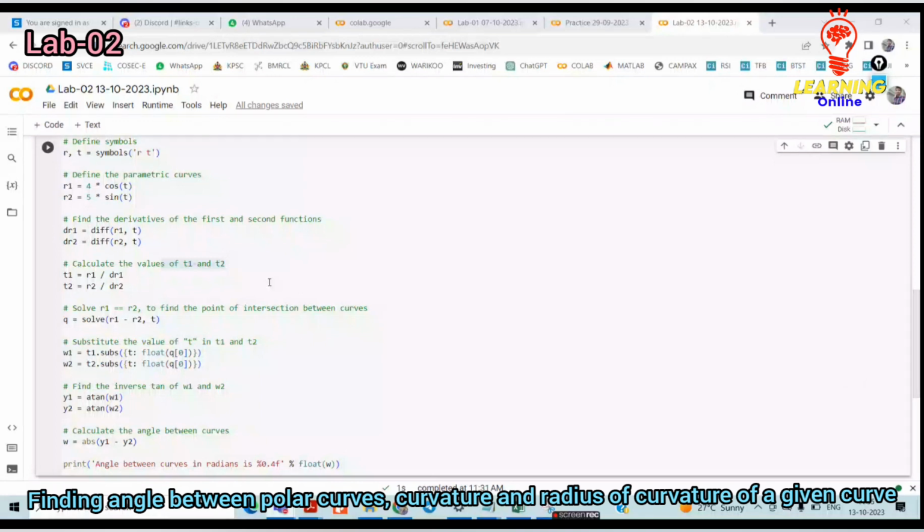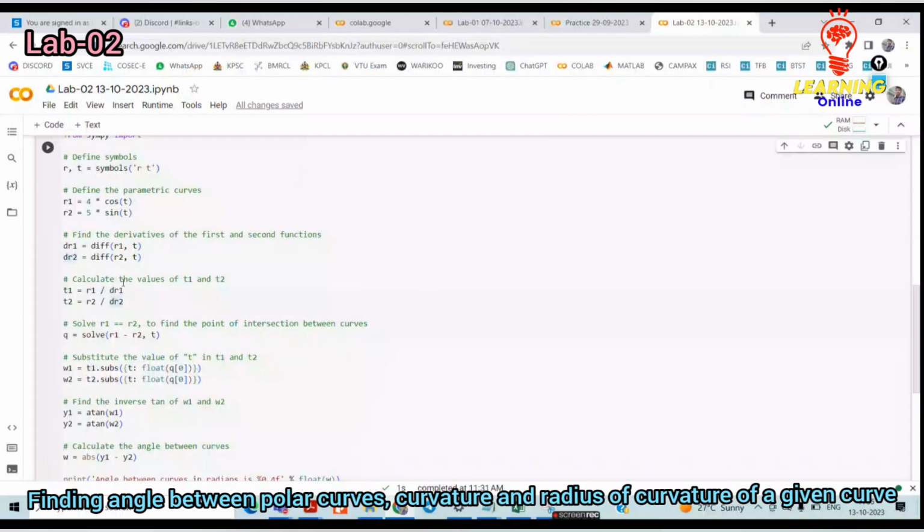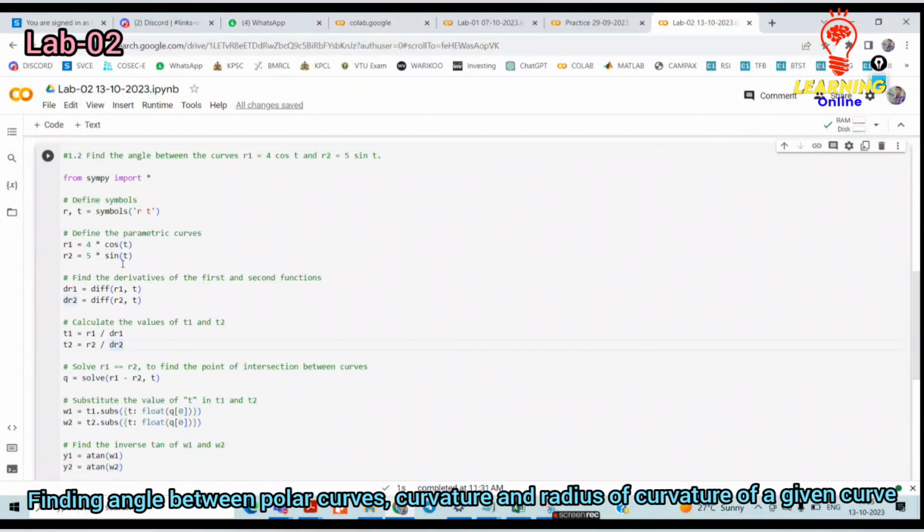Okay, to calculate R1, R2. Once you have done all these things, the comments are not required to type. Only these commands you type, which won't take much time. Easily you can type, but don't copy paste. Try to type by yourself, then execute.